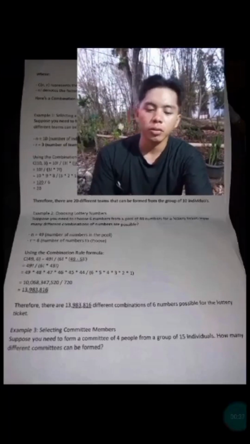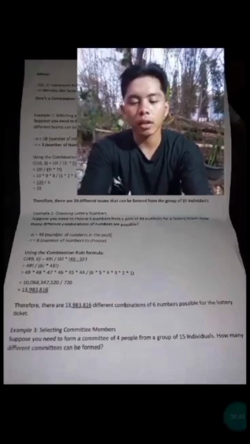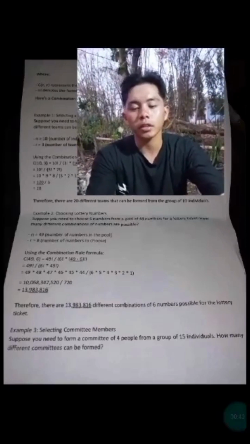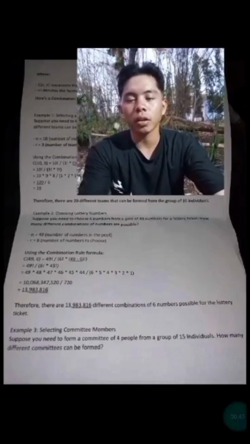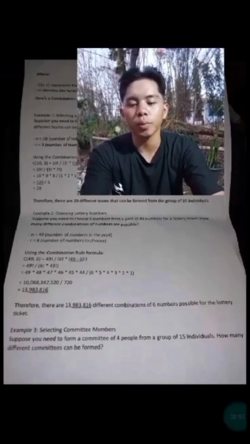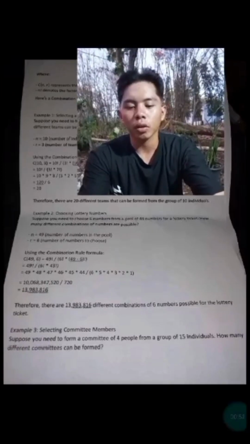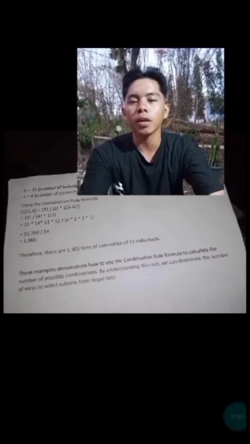The result is 13,983,816. So, therefore, there are 13,983,816 different combinations of 6 numbers possible for the lottery ticket. This example demonstrates how to use the combination rule formula to calculate the number of possible combinations. By understanding this rule, we can determine the number of ways to select subsets from larger sets.